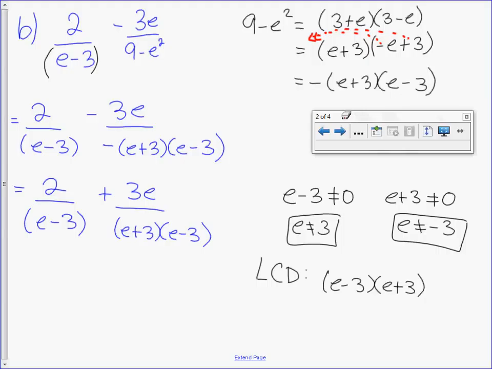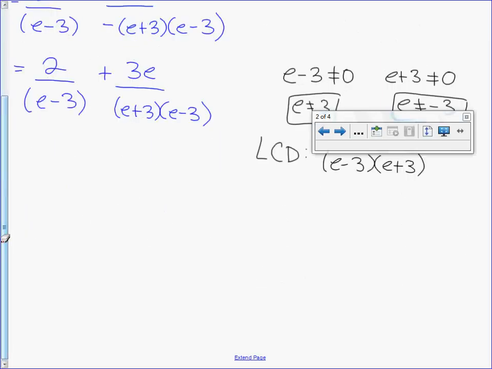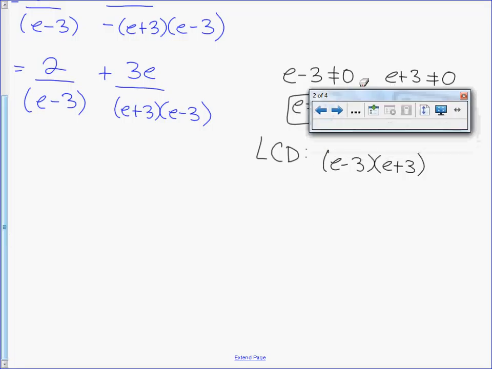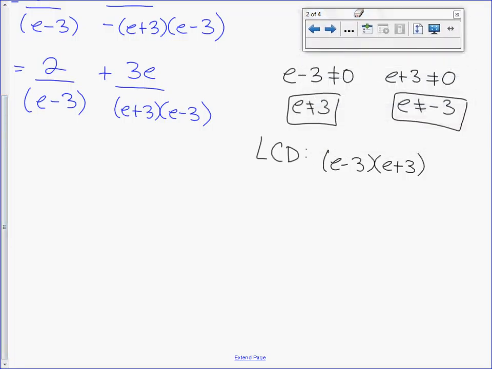So normally we have a middle step, and I'm going to skip it out, see how it goes. If you totally have issues, you can just email me back, and I can show that middle step here. So our lowest common denominator is e minus 3, e plus 3.